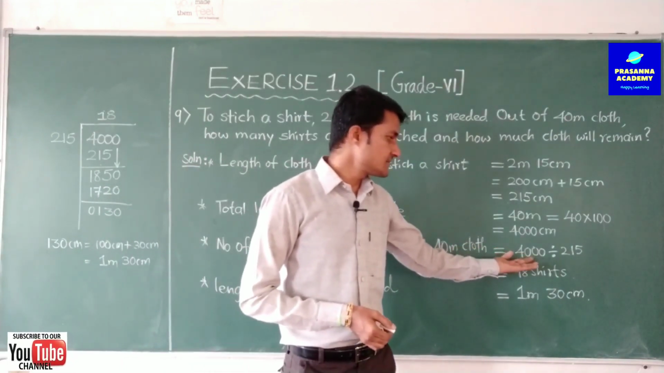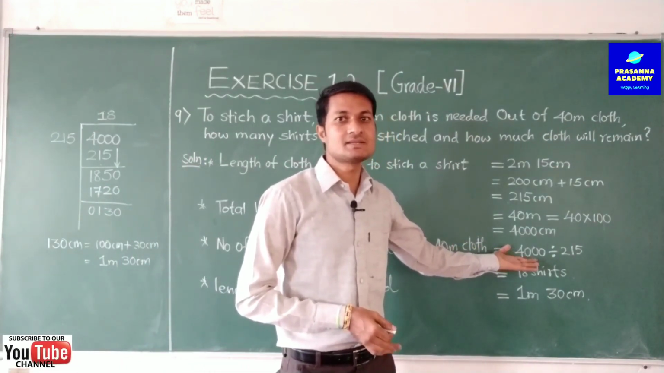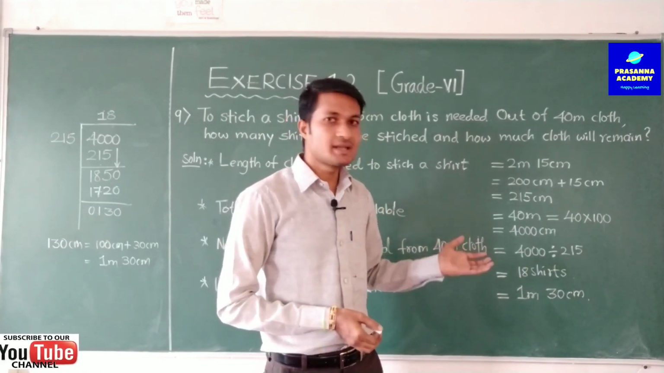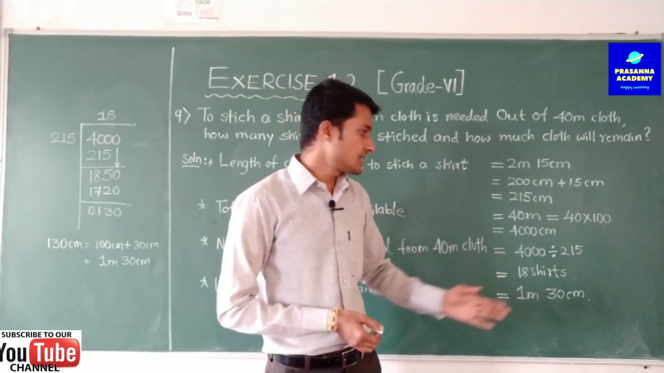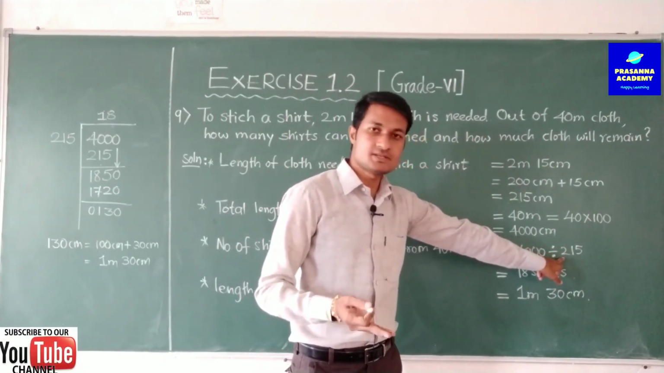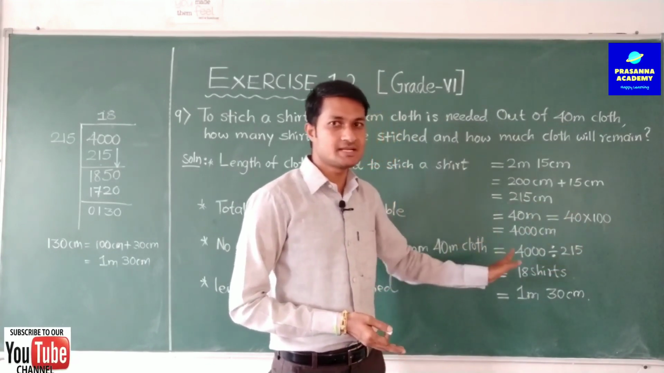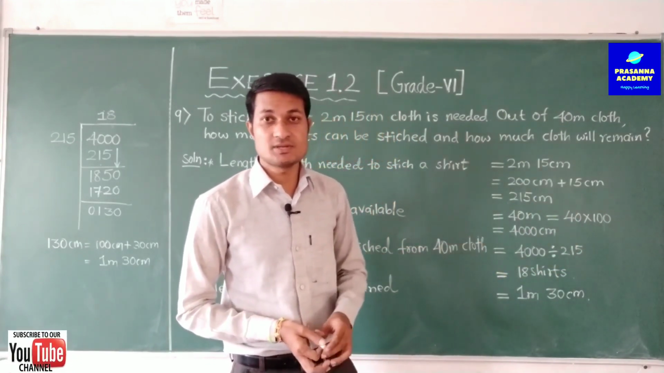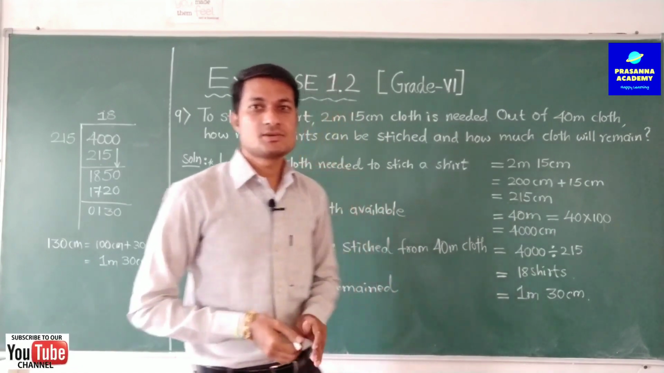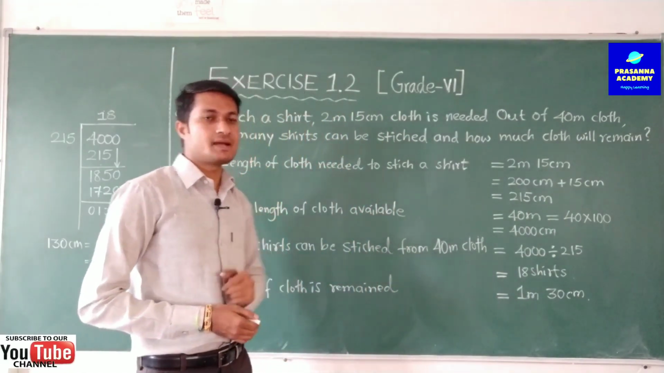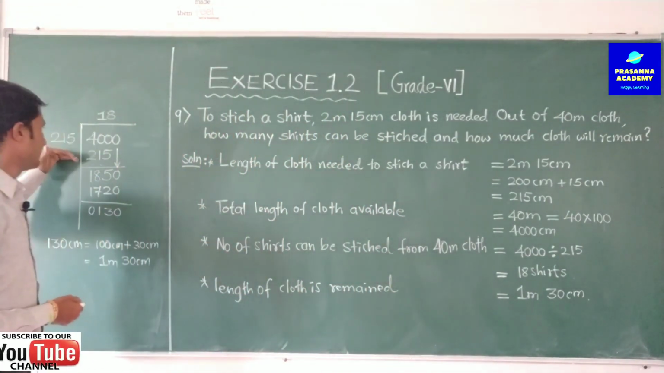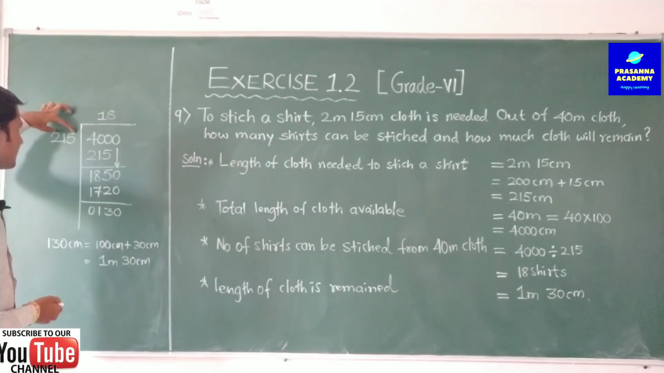Next, we need to divide this 4000 centimeter, since this is the total length of cloth, by which we need to stitch some shirts. But to stitch a shirt we need 215 centimeter. That's why we are going to divide this 4000 by 215. So let's see how we are going to divide that. I have divided separately here 4000 divided by 215.